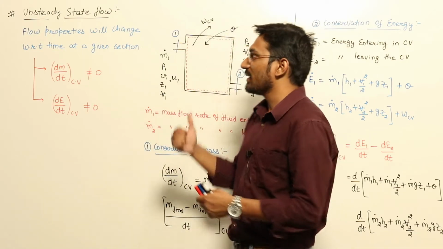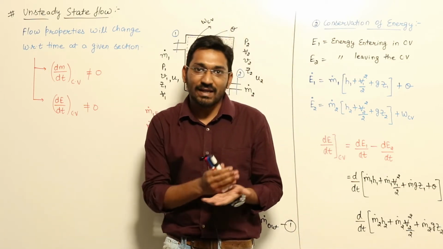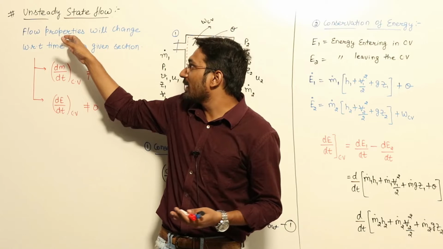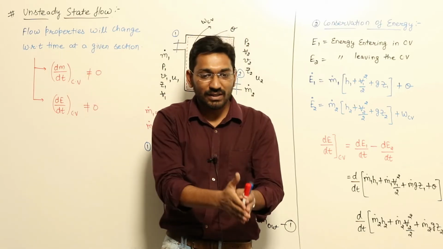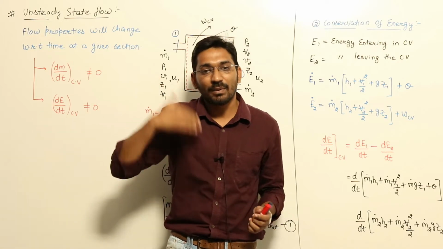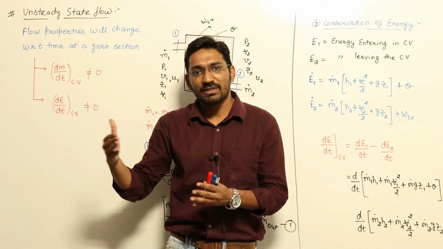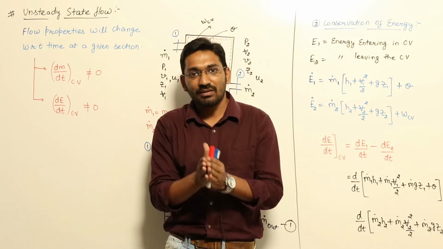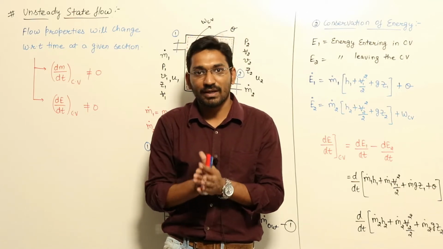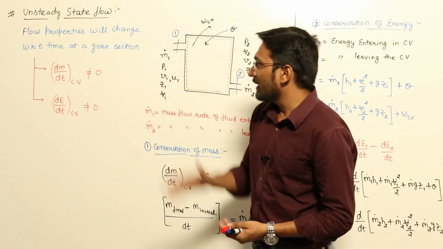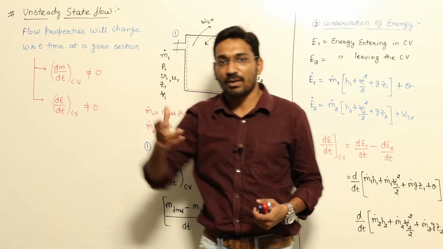Now we are moving towards unsteady state flow. When the flow is unsteady, the flow properties will change with respect to time at a given section. At one section, at different times, each property of the flow, that is pressure, temperature, velocity, will change with respect to time. That kind of flow is known as unsteady flow. So we have to now study what happens in the unsteady state of a flow.